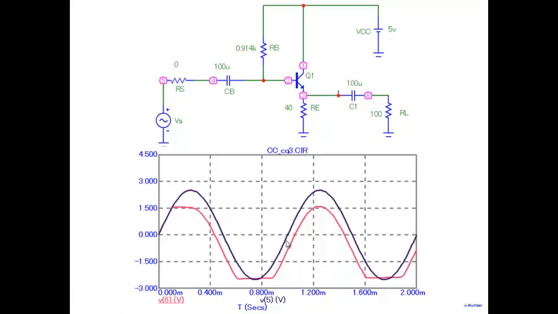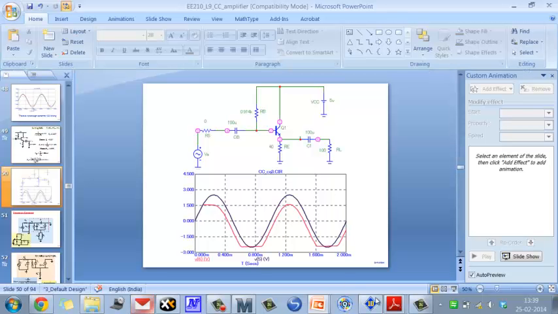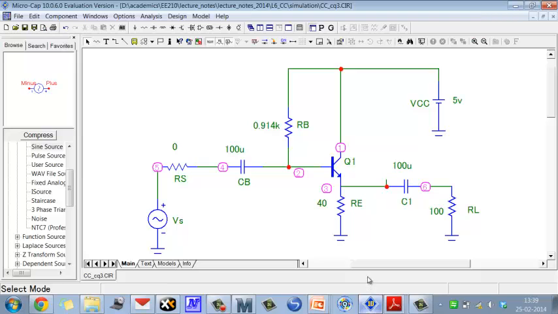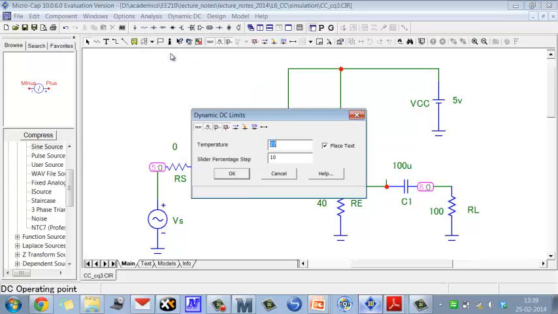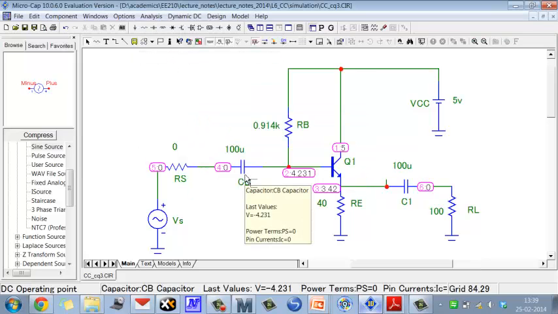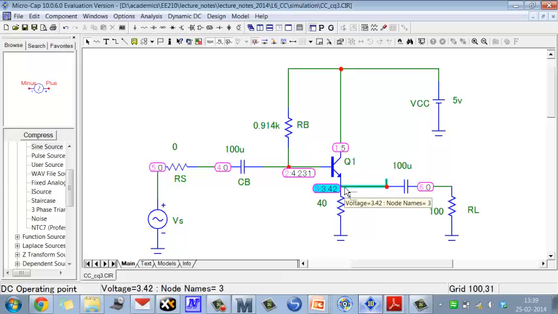And in order to investigate this, let's go ahead and look at the simulation. So let me open up my simulator. We have the circuit here, the same circuit is drawn over here. So let's do a DC analysis here. When we do that, at this particular node we have a voltage of 3.42.